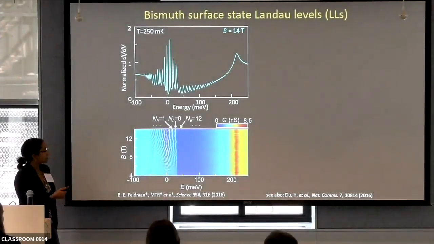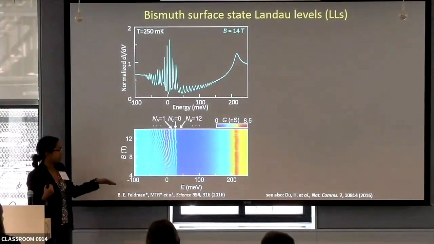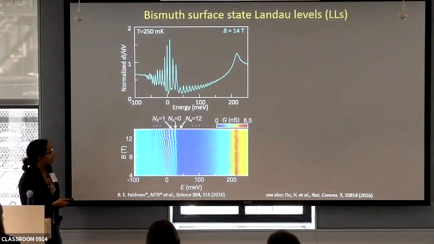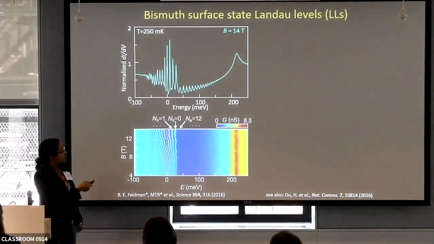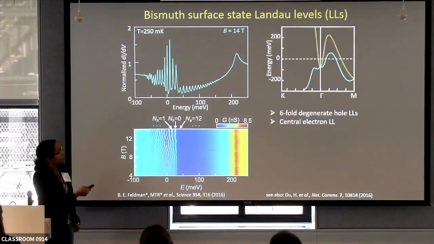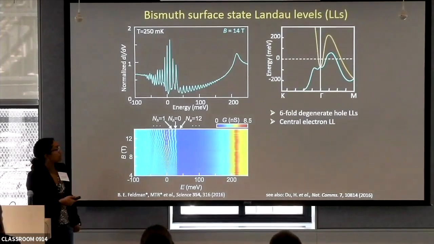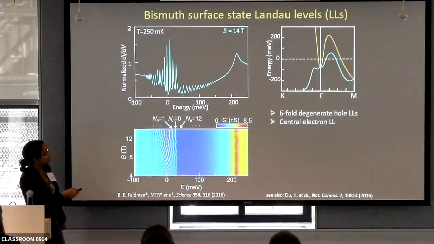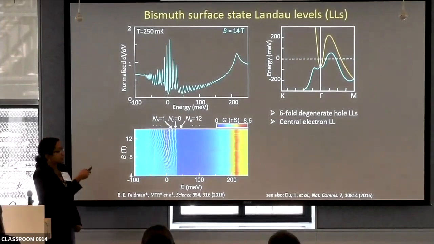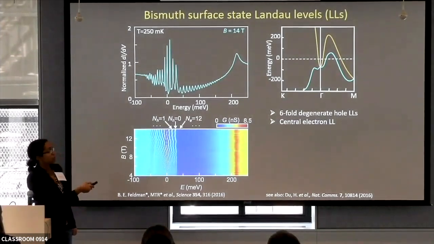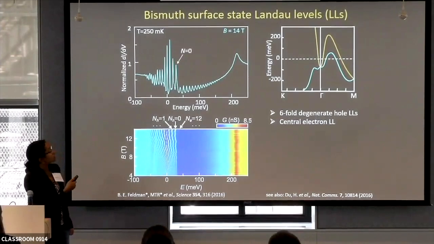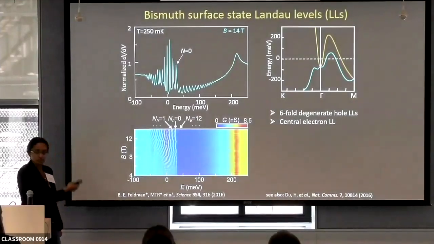So plotted on the bottom here is a fan diagram where we have magnetic field as a function of energy. And if you look closely, we can see there are 2 types of states, one that disperse very strongly that you can see here. These are coming from the 6-fold degenerate hole valleys that I was talking about. And we also see some Landau levels dispersing with the opposite slope coming from these peaks here, from the central electron Landau level. But most importantly, we can identify the n equals 0 Landau level here that corresponds to essentially the energy of the top of this band here, and we see it very clearly in such an evolution.